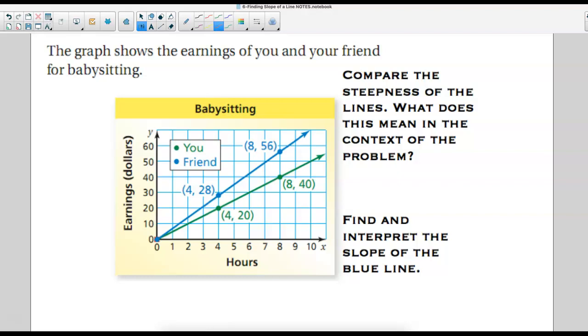Yeah, they get paid more, right? The steeper the line, they're making more. Your friend gets paid more per hour. Okay, the steeper the line, the more you're getting paid per hour. So let's find and interpret the slope of the blue line, your friend's line. We already know that you get paid $5 per hour. We found that on the last one, right? Let's figure out what your friend is getting paid. Does it matter which point we choose?